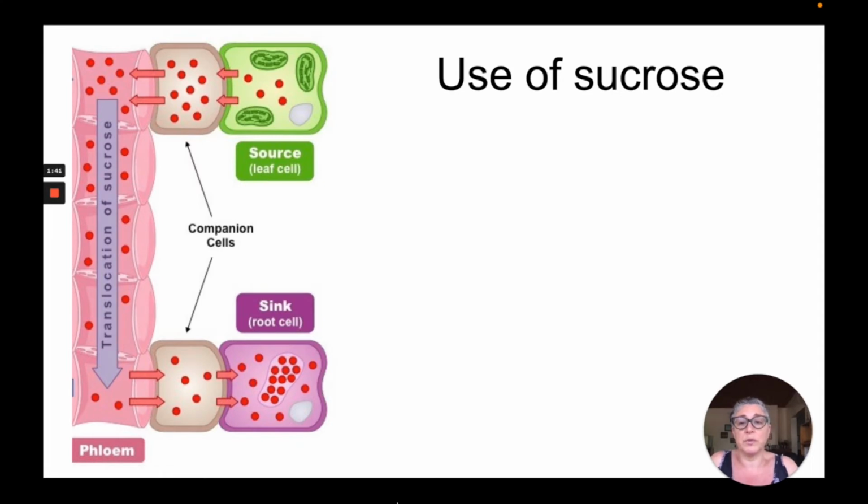So what is sucrose used for? Here we see a diagram that shows the transportation pathway that exists in plants. And that transportation pathway is called the phloem. We'll learn more about the phloem in detail and how this whole process works much later, so I'm not going to go into that now.